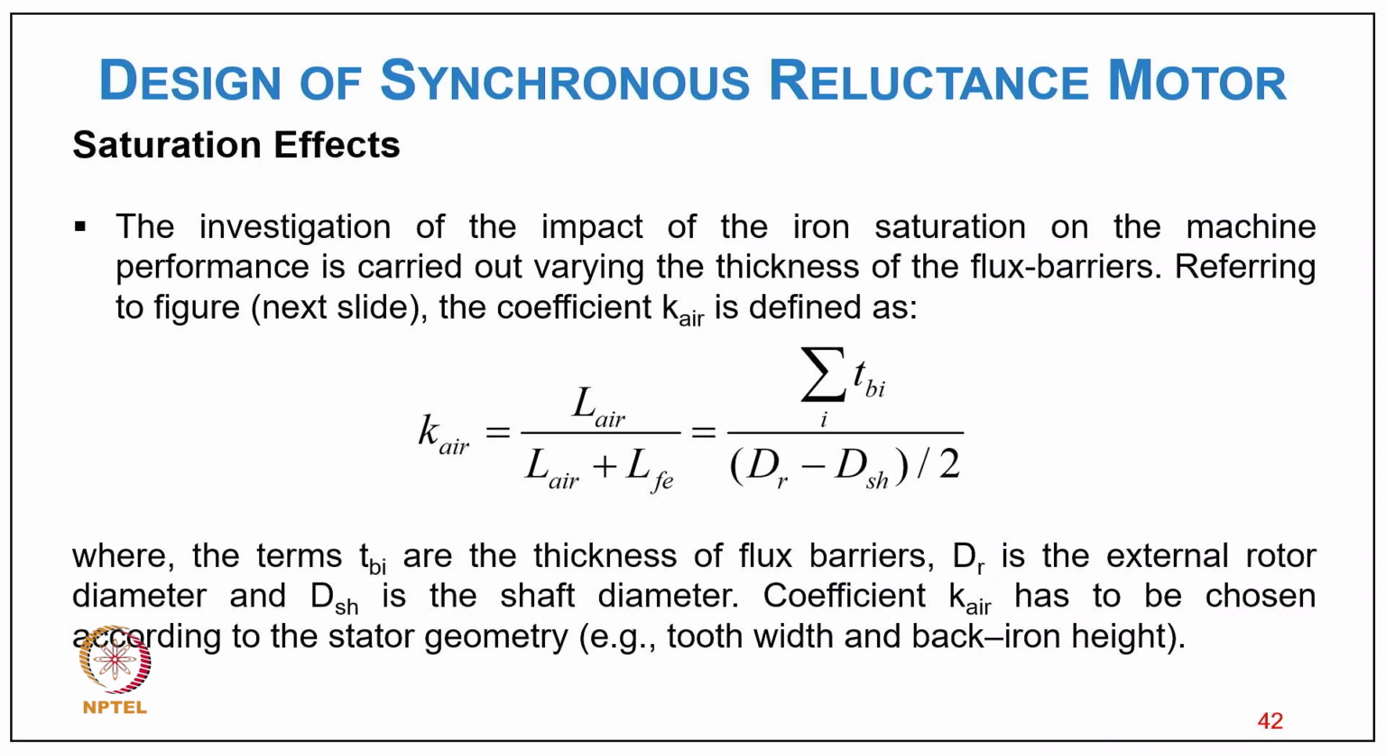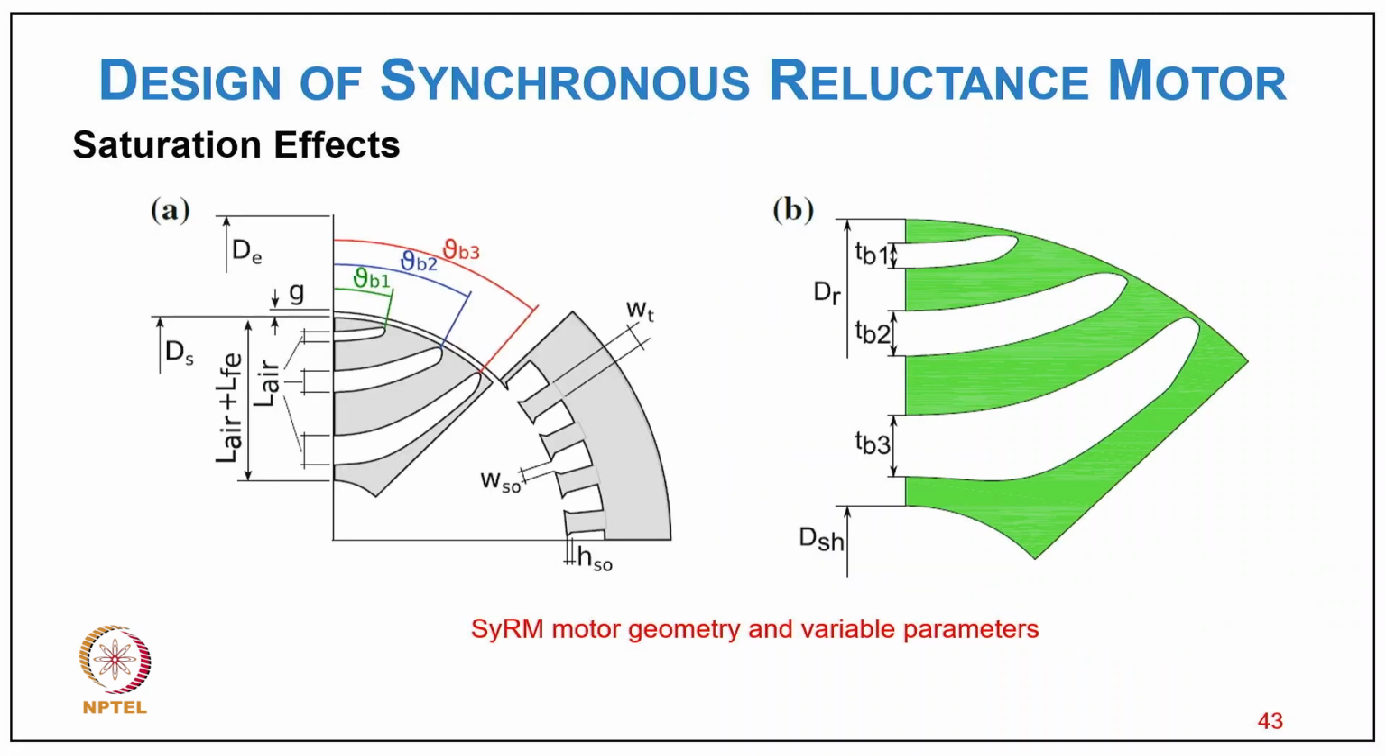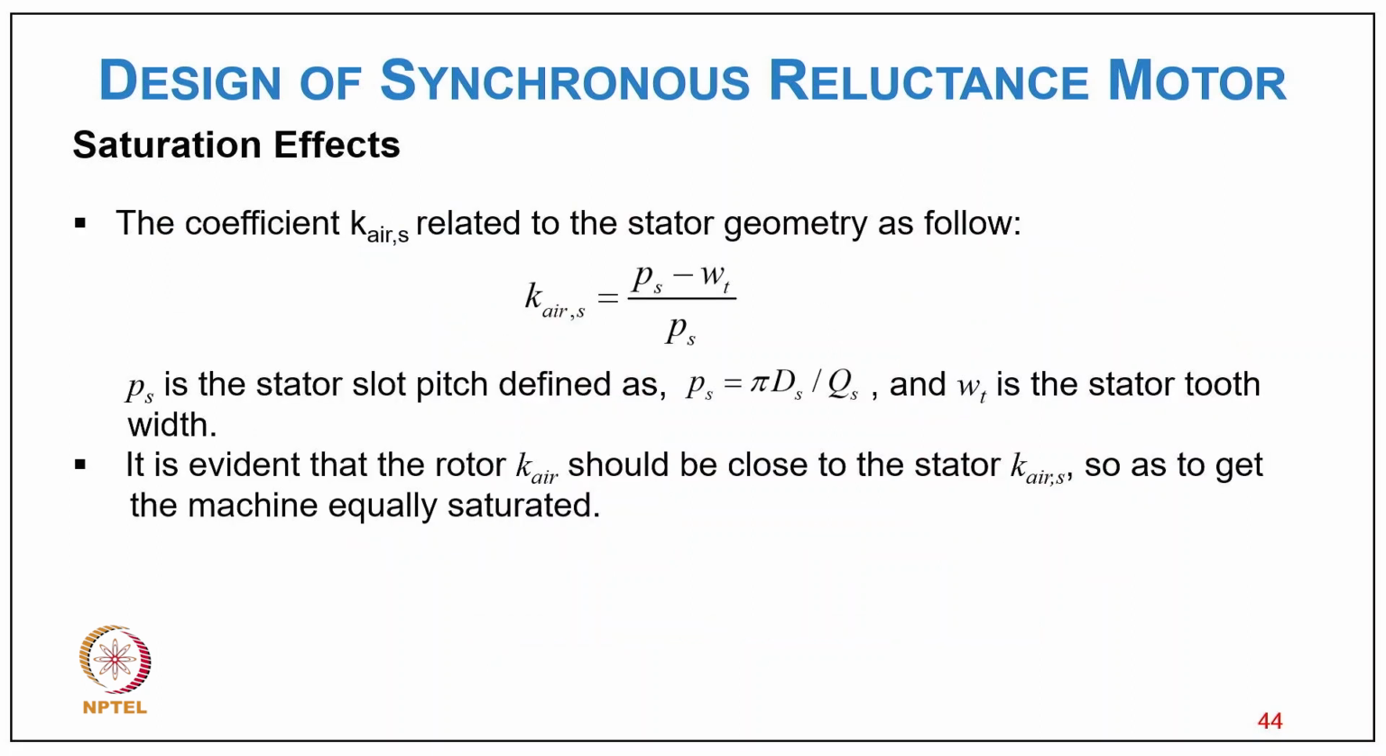So coefficient Kr has to be chosen according to the stator geometry, that is tooth width and back iron height. Like you can clearly see synchronous machine geometry and variable parameters, I mean typically with the different parts. So now coming to coefficient Kr related to the stator geometry as follows: Krs equal to Ps minus Wt divided by Ps. Ps is the stator slot pitch defined as Ps equal to pi ds upon Qs.